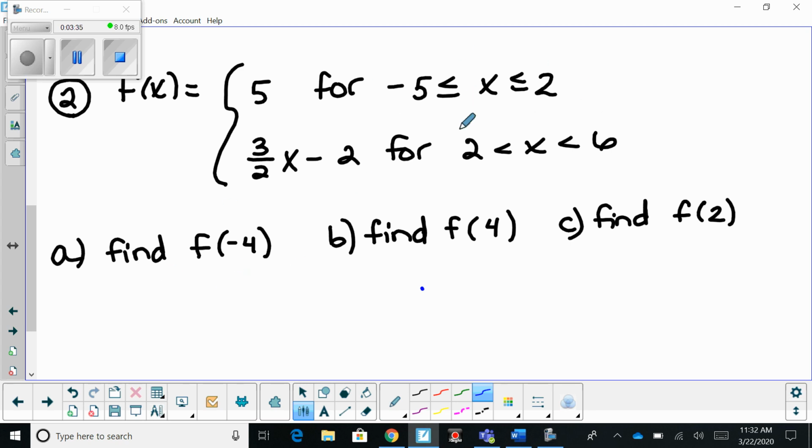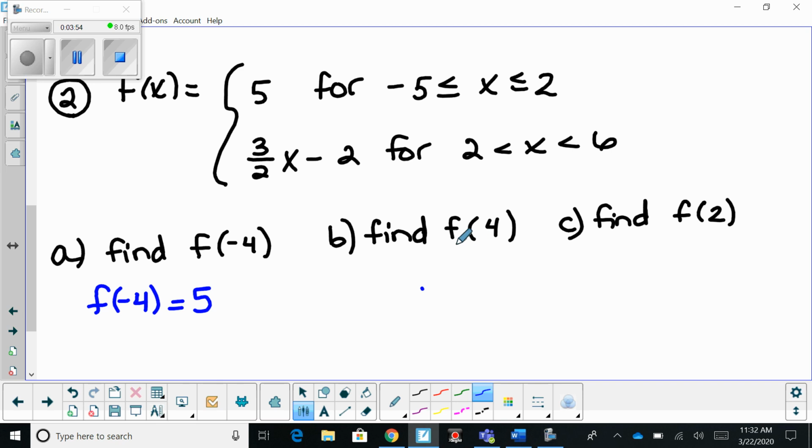-4 falls up here in this restriction. -4 is in between -5 and 2. So there's not really anything to work out there. There's not an x to plug it into. It is just equivalent to 5. It is a constant.